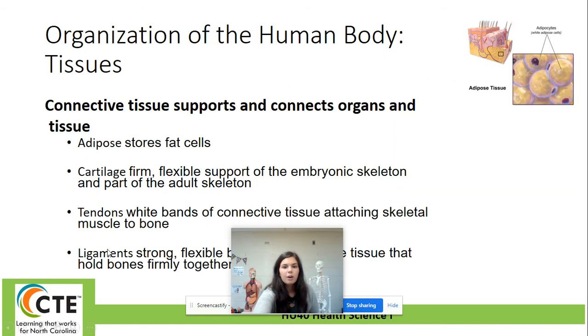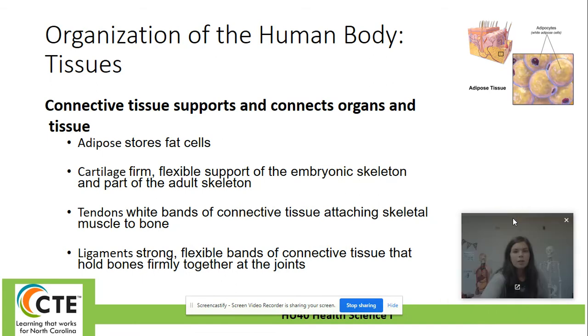Next, we're going to talk about connective tissue. Connective tissue is your adipose tissue. It supports and connects organs and tissues. So your connective tissue is very dense and very thick. And your adipose is what stores your fat cells. So if you ever hear the word adipose, you should automatically associate that with fat.